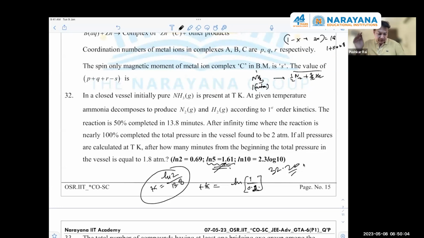So I don't think there is any special difficulty level in question number 32. And I'm very sure that JEE is not going to ask such silly questions. And if they do ask such simple questions, then you should only make sure you don't make mistakes.